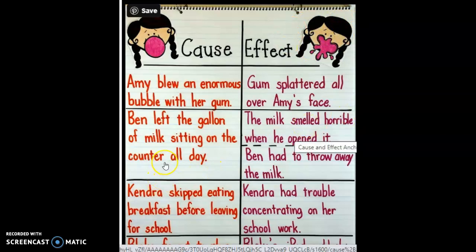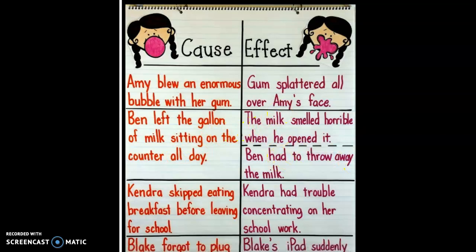Another example, the cause is Ben left a gallon of milk sitting on the counter all day. And this one has two effects. One, the milk smelled horrible when he opened it. Two, Ben had to throw the milk away.